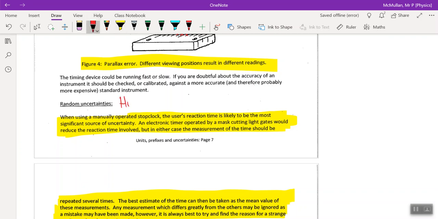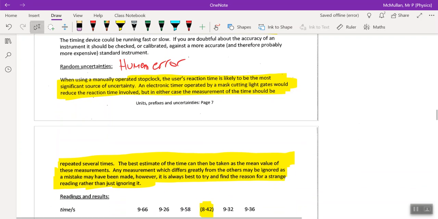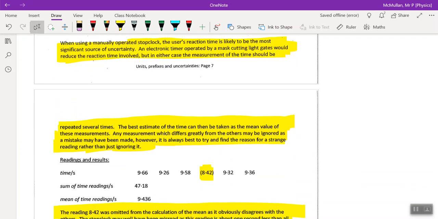Okay, so in this case, human error. You could repeat your experiment several times to find the average value. Any measurements which differ greatly from others may be ignored as a mistake.